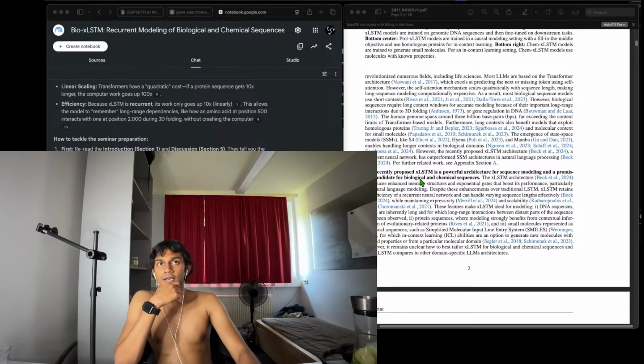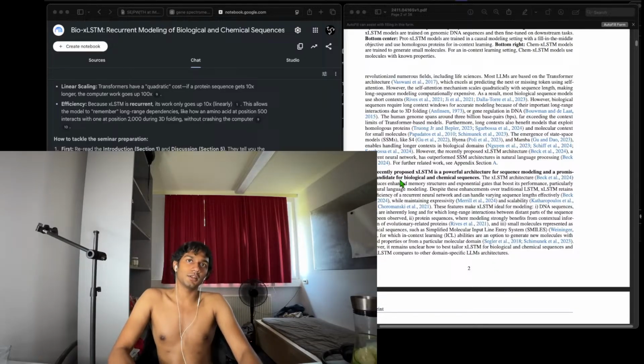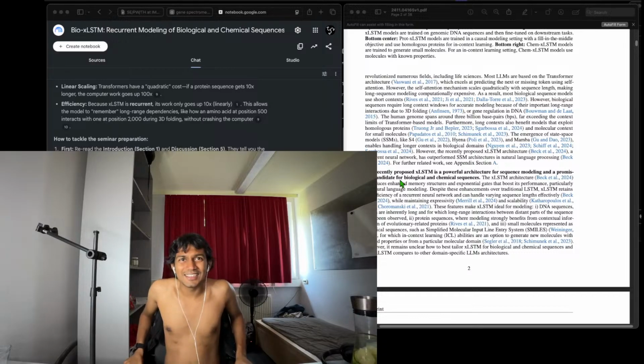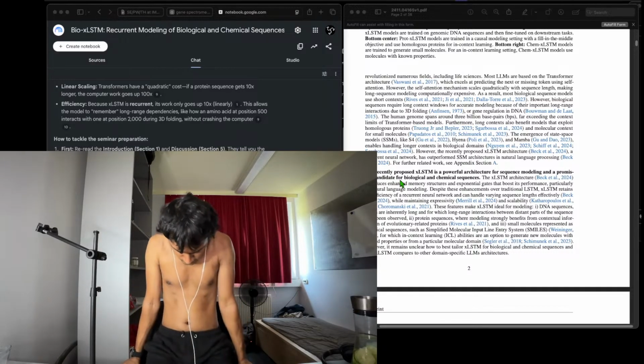The recently proposed xLSTM is a powerful architecture for sequence modeling and a promising candidate for biological and chemical sequences.